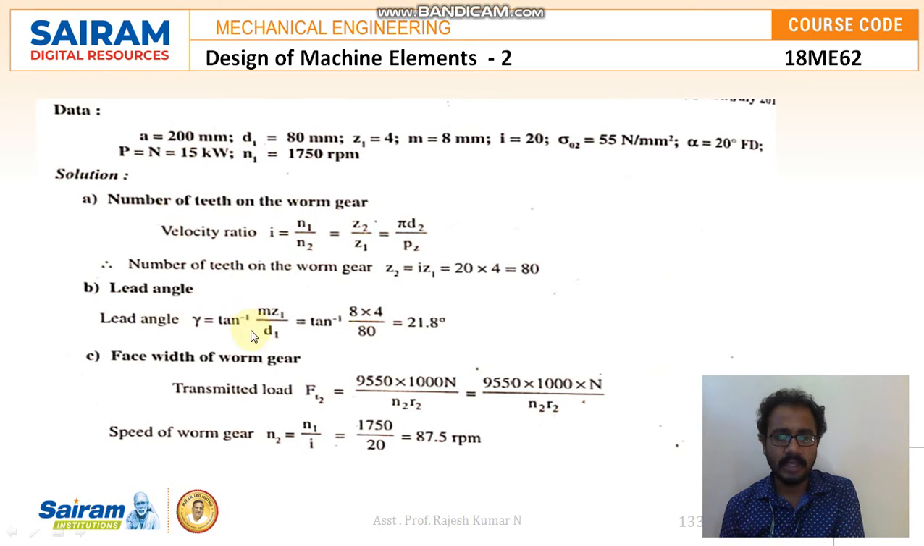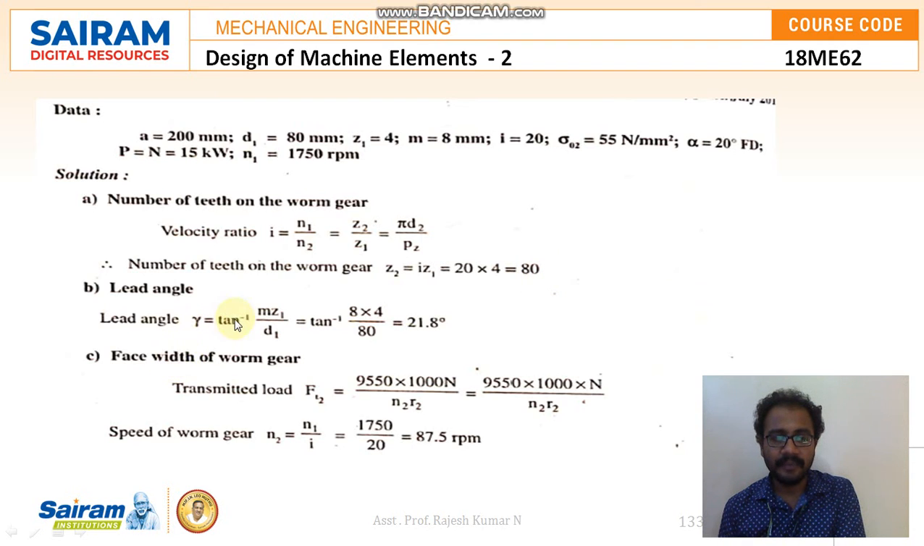So we know how all these things, since we have already done the design. Very quickly we can find out. We need to find the number of teeth on the worm gear by using the velocity ratio formula, that is I is equal to N1 by N2, which is equal to Z2 by Z1. I know the N1 value and I value, and even the Z1 value is known. So Z2 is I into Z1. 80 is the Z2 value, that is the number of teeth on the worm gear.